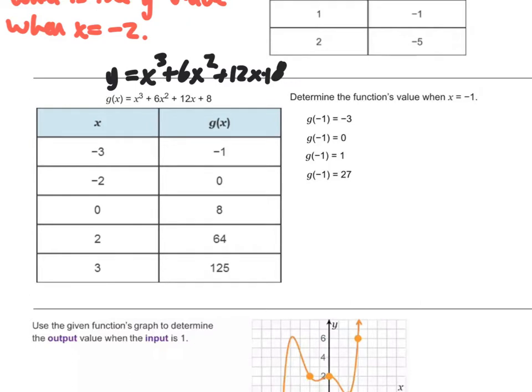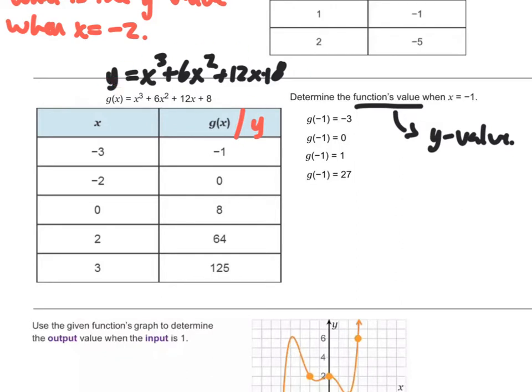All right, and it wants us to determine the function's value when x is equal to -1. Again, the function value is the same thing as a y value. Now, when x is -1, so here's x, here's the output value, I'm also going to call this a y value. When x is -1, what's the y value? Well, I can't tell that from the table because it doesn't give it to us. I don't have the value of -1 here, so I don't know what it is necessarily. So what I have to do is use the equation.